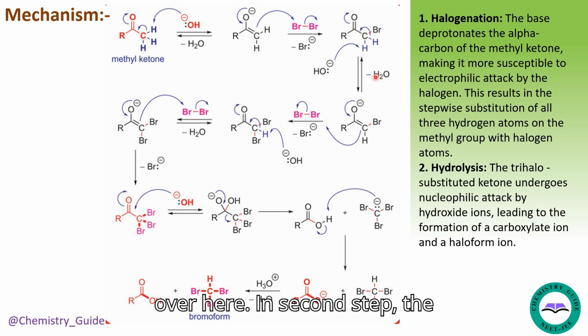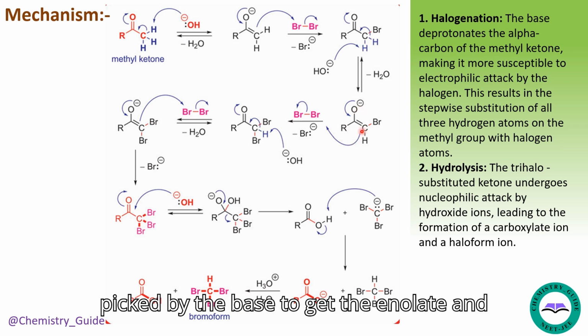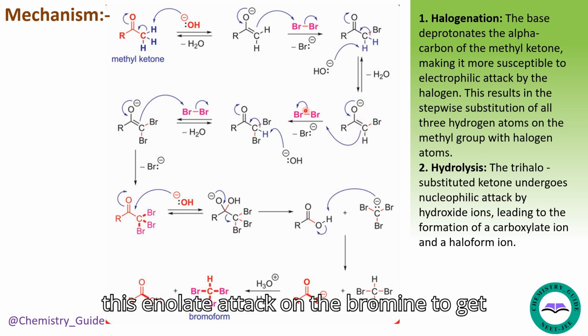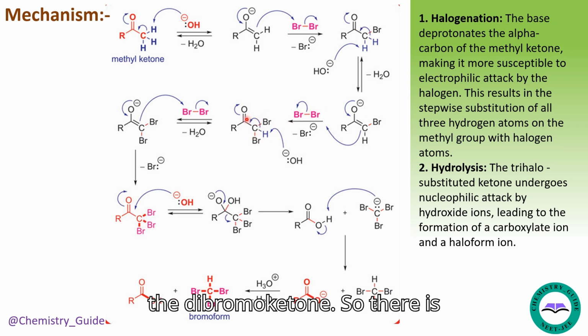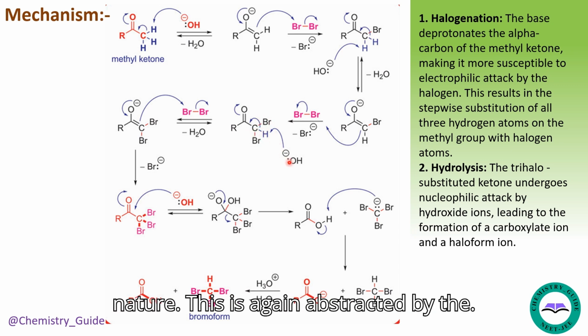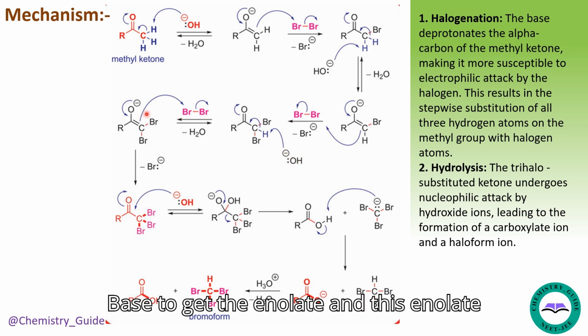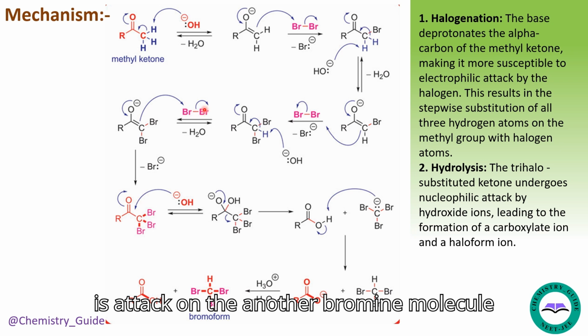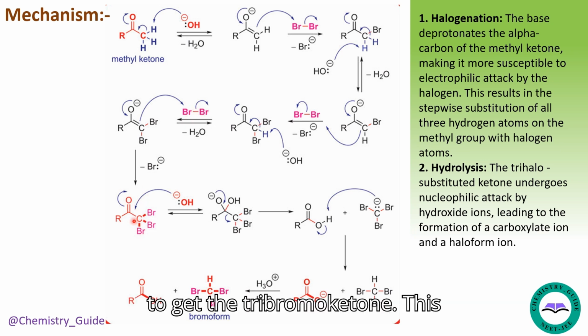In the second step, there are again two acidic protons remaining. One of the protons is again picked by the base to get the enolate, and this enolate attacks the bromine to get the dibromoketone. So there is also one proton left in this reaction that is highly acidic in nature. This is again abstracted by the base to get the enolate, and this enolate attacks another bromine molecule to get the tribromoketone.